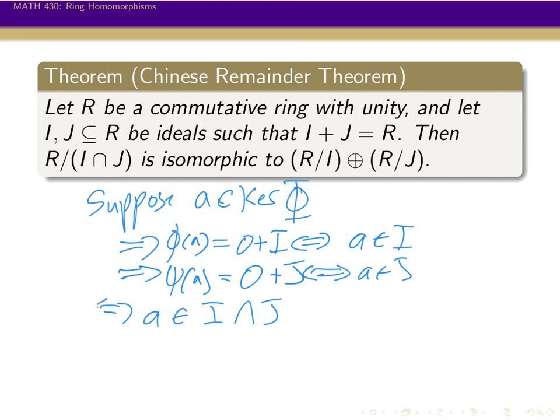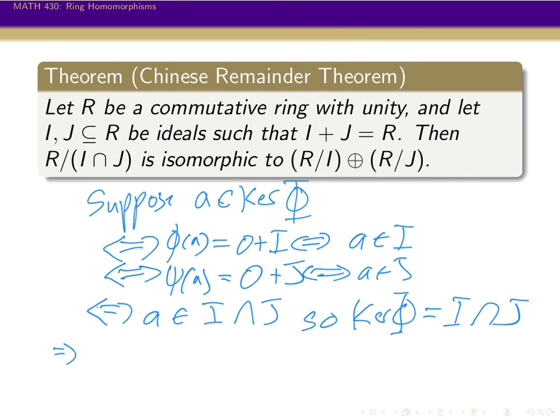And really this goes the other way as well. If it's inside the intersection, then for both of the small maps, phi of a and psi of a, it's going to be mapped to 0 plus I and 0 plus J, and so that would mean that it's in the kernel of the entire map. And so now putting this together, we've determined that the kernel of phi is the intersection between the two.